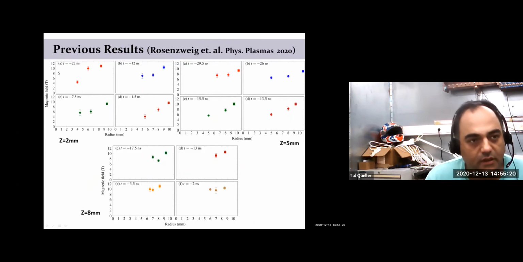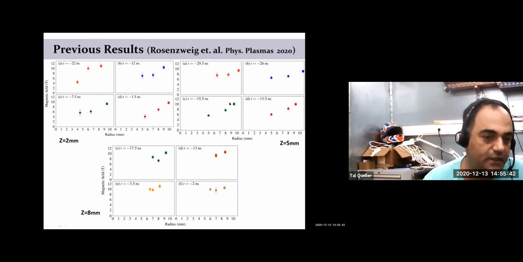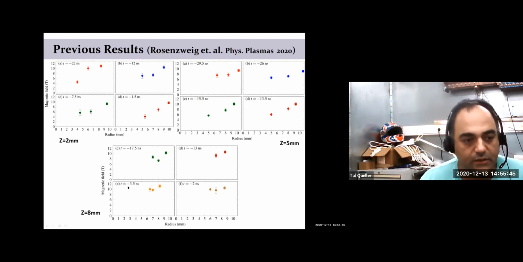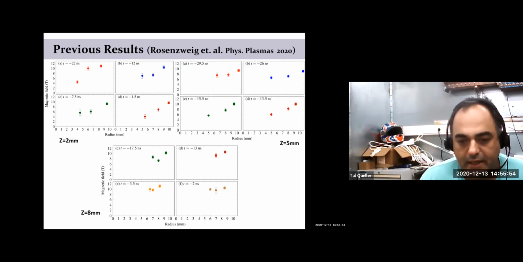So these are the previous results achieved by Guy Rosenzweig, a former student in our lab. The astonishing thing was that most of the current flows outside of the imploding plasma column, even at times close to stagnation, even at -2 nanoseconds, as you can see, -3. So the current itself does not implode with the main plasma. This was a surprise, but still we had doubts. Why did we have doubts?